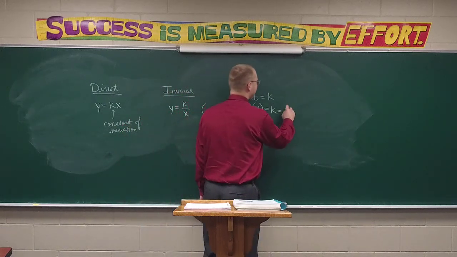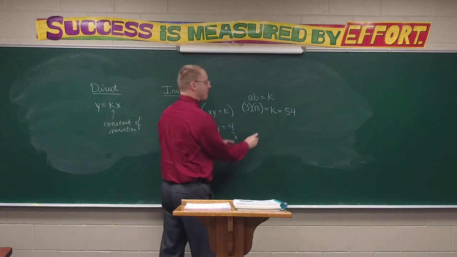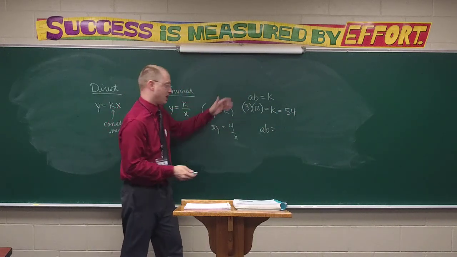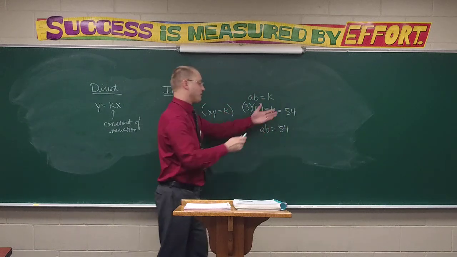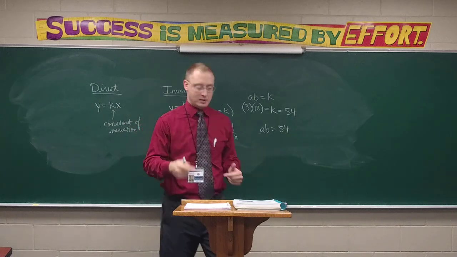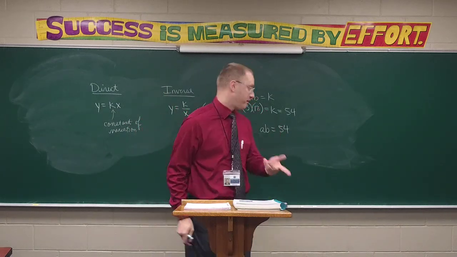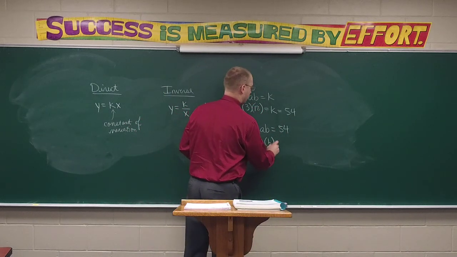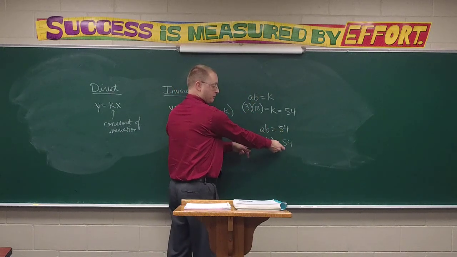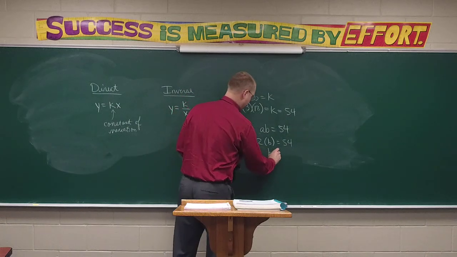54. All right, so if K is 54, then that means my equation is more specifically, yes, it's in the form AB equals K, but if K is 54, it's AB equals 54. So far, so good. Then we look at the last piece of information. It says, find B if A is 2. All right, go ahead and plug the 2 in for the A. I already know the K is 54. We find B. Class, what is B?